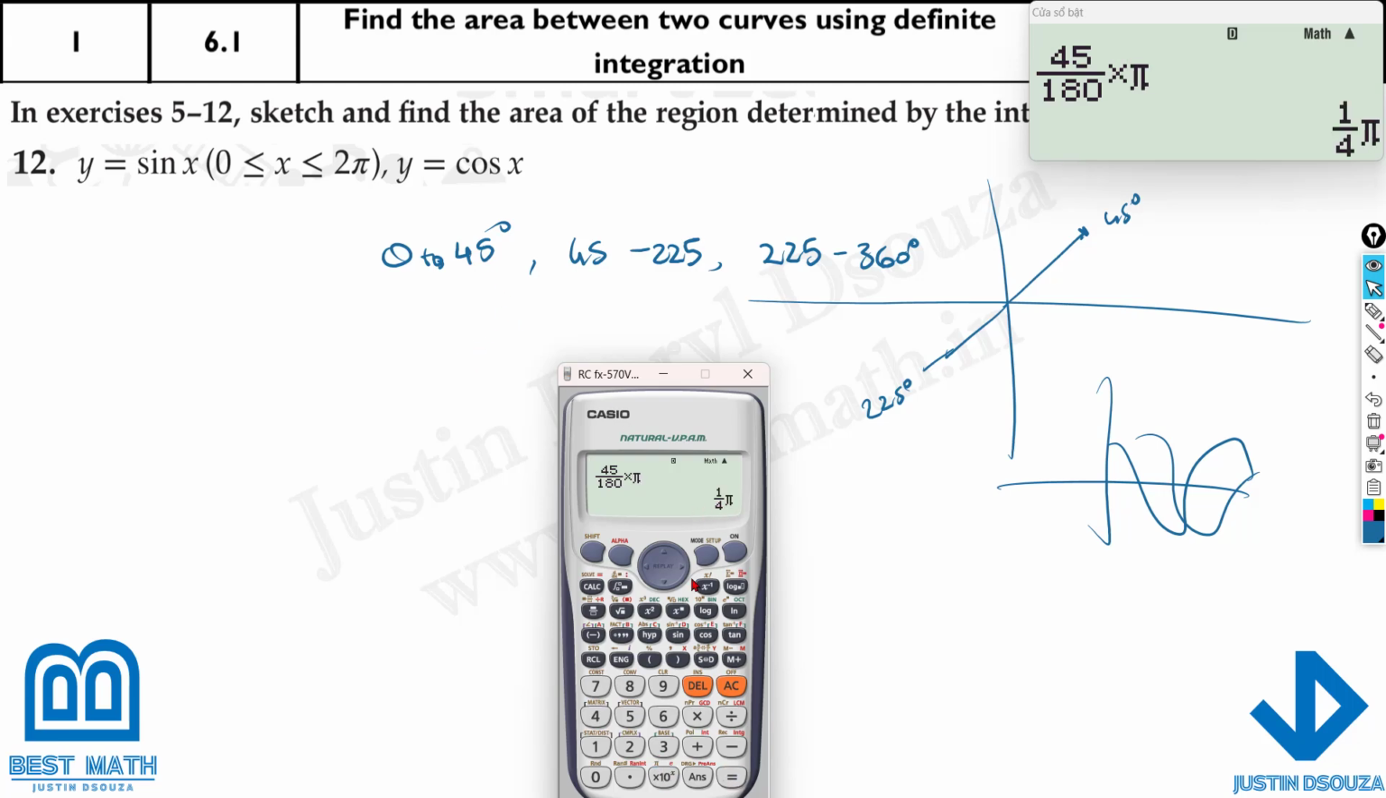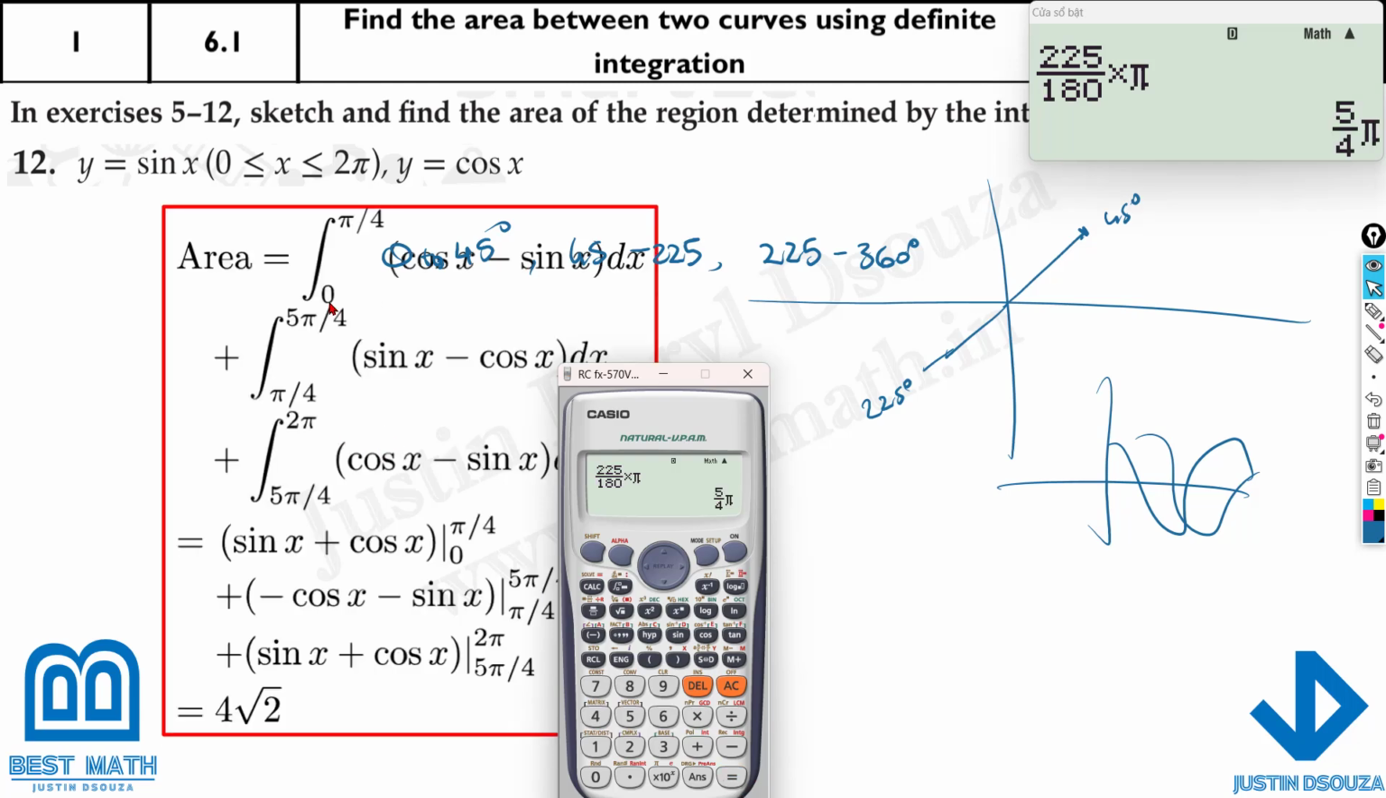So it's 1/4 pi. Now if you want to find 225, it's 225 divided by 180 times pi. It's 5 pi by 4. You can see these values here. It's 0 to pi by 4, pi by 4 to 5 pi by 4, which we got, and 5 pi by 4 to 2 pi.